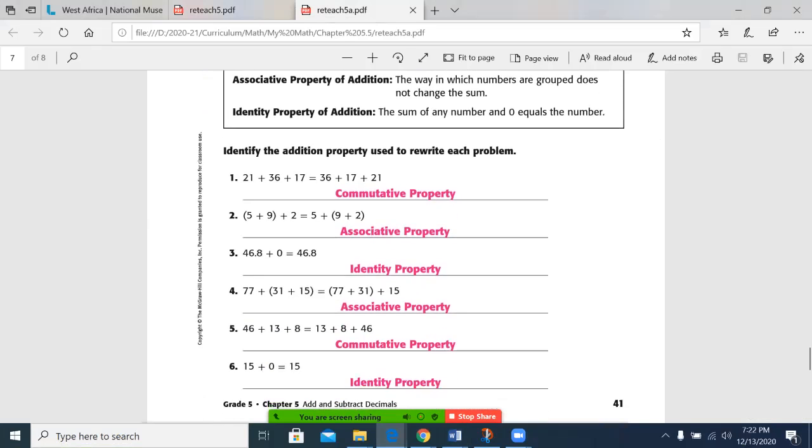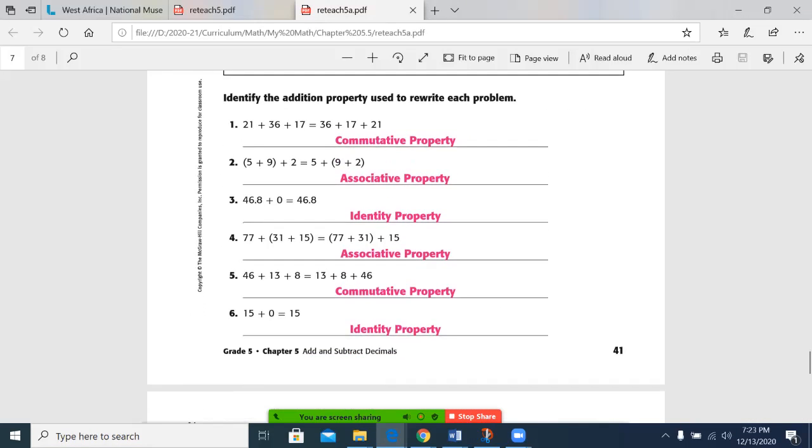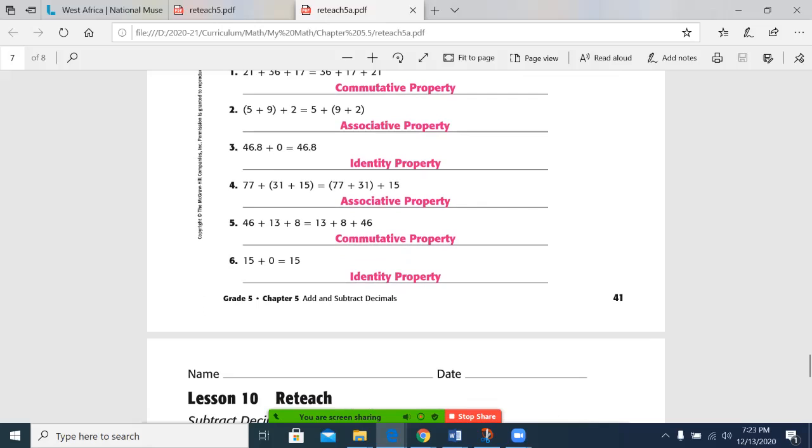Let's begin by looking at the assignment from yesterday. Remember, commutative property is when we change the order, and that property states that changing the order of the addends does not change the sum or the answer. Associative property, this is the one with parentheses, and how they're grouped doesn't change the answer. And the identity property, anything plus 0 is still the same. You were to do 3, 4, 5, and 6.